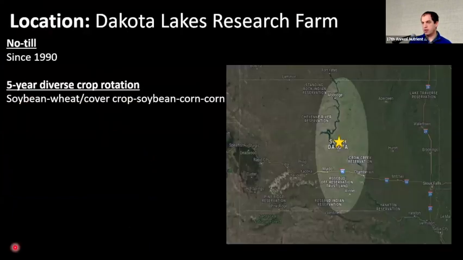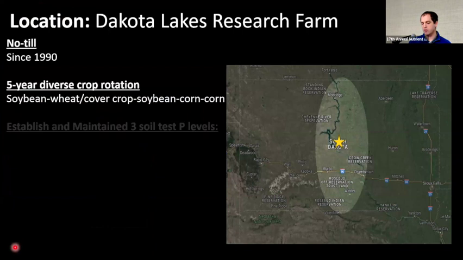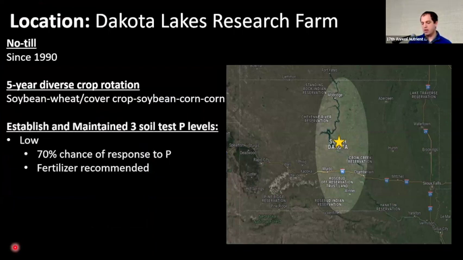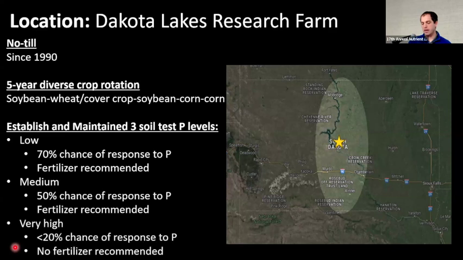So this is central South Dakota, it's dry. They do have irrigation on this one, so keep that in mind. We have our crop rotation. They added 3 levels of phosphorus: a low, medium, and high, a very high. So at low and medium, we should see a response to phosphorus fertilization. At the very high, we don't expect one.